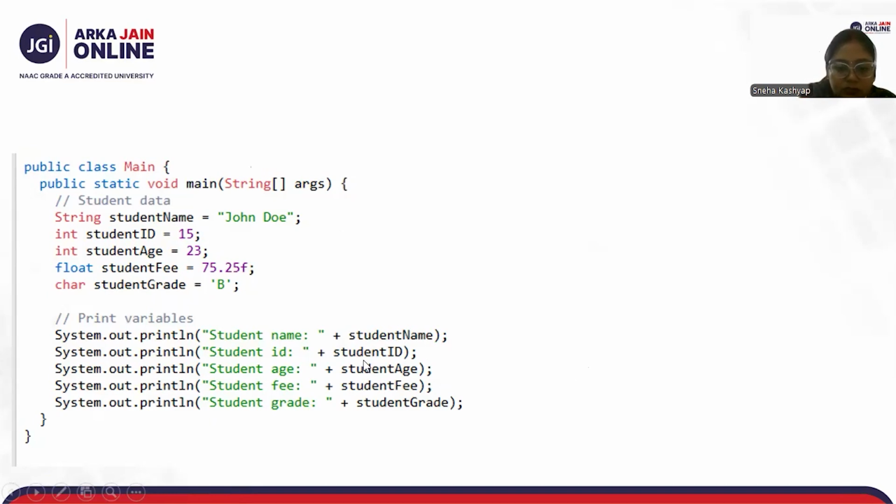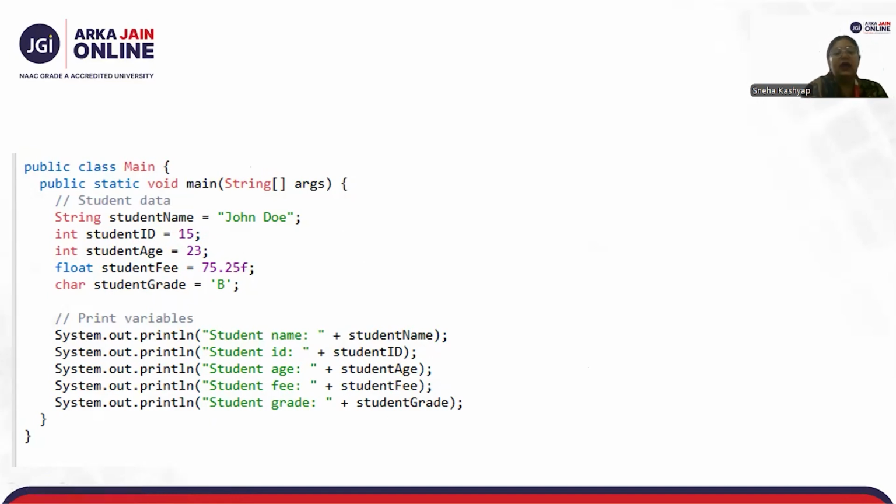Similarly, it goes with student ID. Here I am trying to print student ID. If you want, you can also write "student ID is". I have concatenated it with the variable student ID. Since student ID is being called here, it will directly go to this variable. Student ID contains the value 15, so it will just print 15.